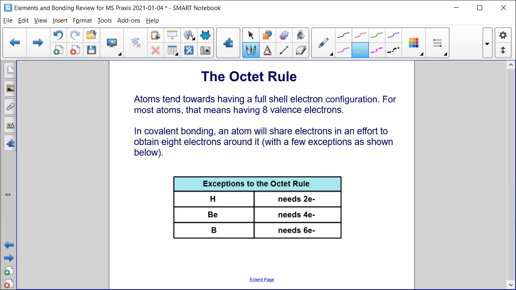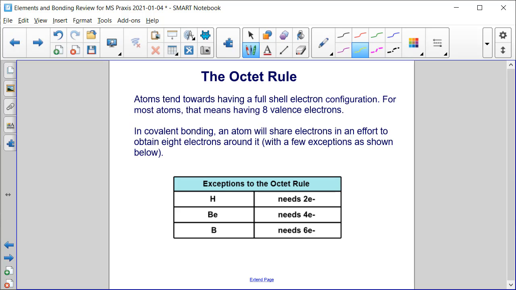When a covalent bond forms, atoms will share electrons with one another in order to obtain the 8 electrons around it. This 8 electron stable configuration is known as the octet rule. So in order to be stable and happy, atoms want to fill their valence shell or have 8 outer electrons. There are some exceptions.